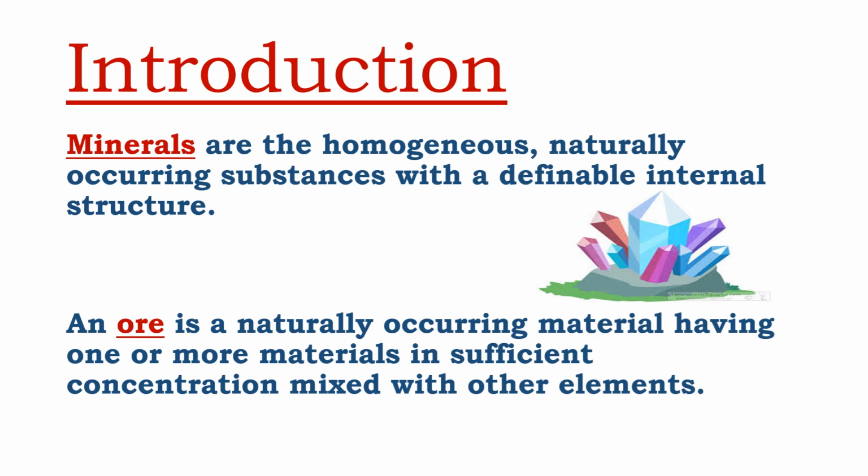At first, I started with the introduction of minerals and I talked about the difference between minerals and ores. Minerals are homogeneous, naturally occurring substances with a definable internal structure, whereas an ore is a naturally occurring material having one or more materials in sufficient concentration mixed with other elements. So, this is the basic difference between minerals and ore.